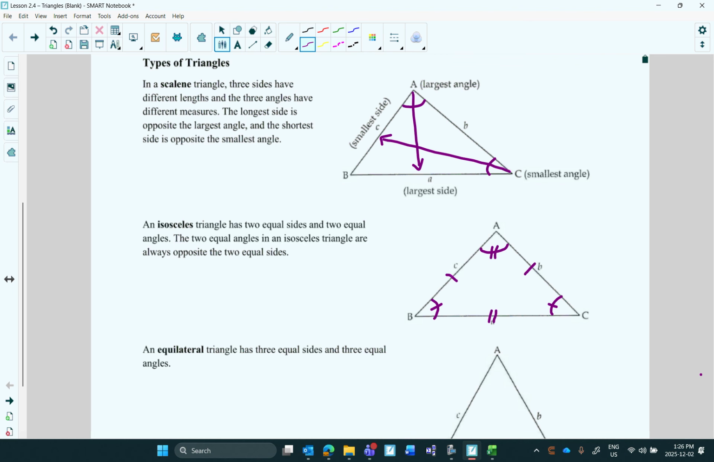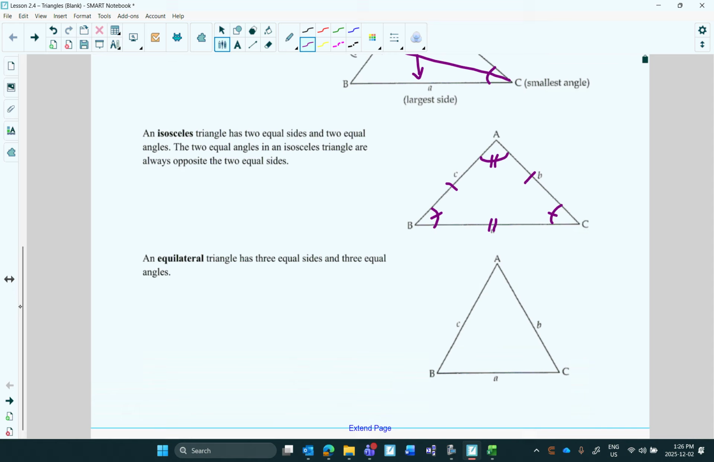And then finally, if all the sides and all the angles are the same, we call that an equilateral triangle. So all these sides, I would put a single notch to represent they're the same length. And all these angles, I put a single notch to say that they're all the same measure.